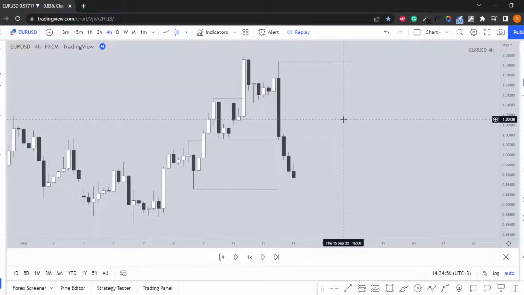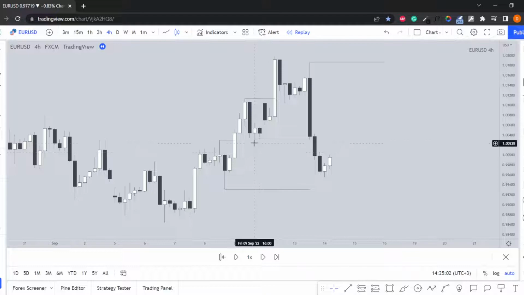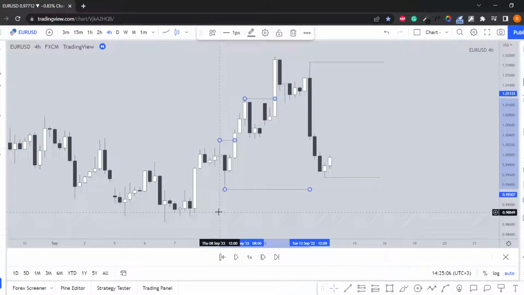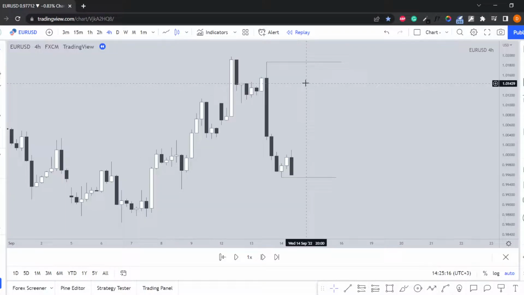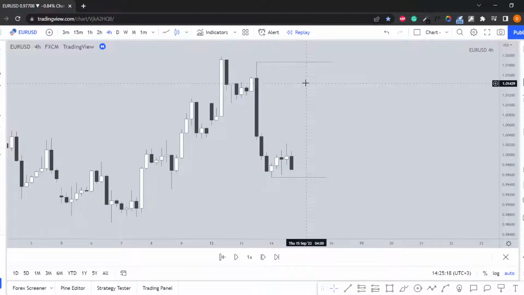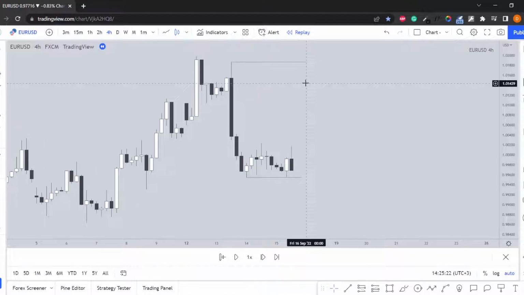Let's follow the impulse as it continues, and we have a pullback. So now we have a new low. Let me clean this up so we have a clear structure. So this is our down impulse with a pullback from this side, and the start. So you see, no break of structure yet.